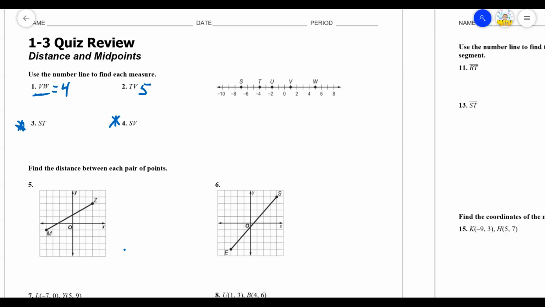Okay, so for S to T, hopefully we saw that S lives here at negative 7, and T is at negative 4, so that's just a distance of 3. From negative 7 to negative 4, we should have said that that was a distance of 3. And then we have from S to V. So S is still here at negative 7, but this time we have to go to 1. So just to get from negative 7 to 0, that's going to be 7. And one more, we should have said that that was a distance of 8. Okay, so hopefully we got those two right.